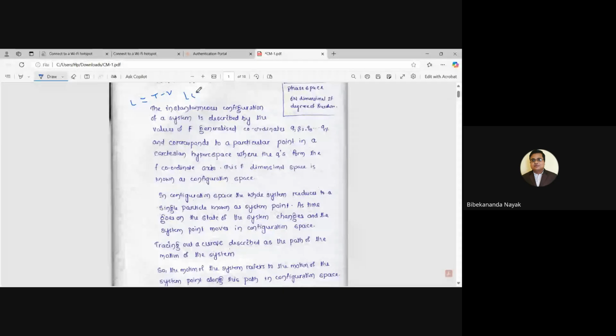Q and q dot mean the generalized coordinate and the generalized velocity. q dot is dq by dt. The Lagrangian is a function of q and q dot. It may also be a function of time.